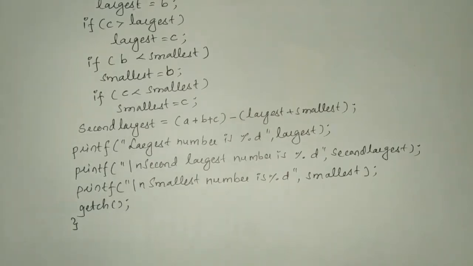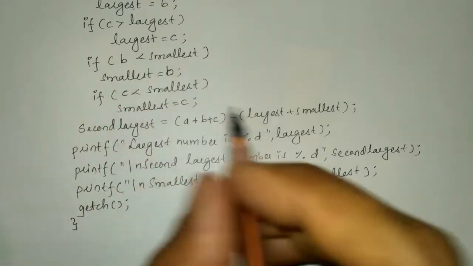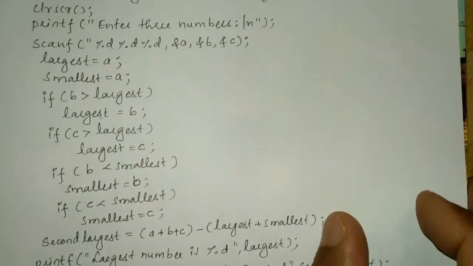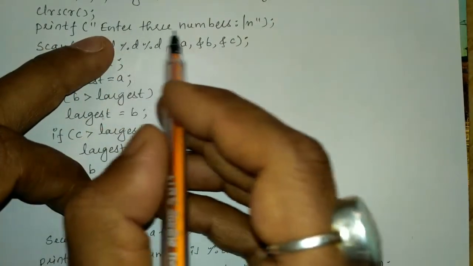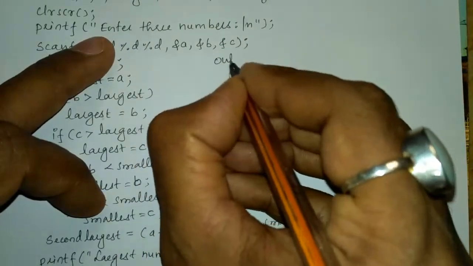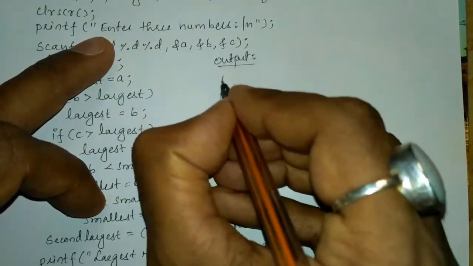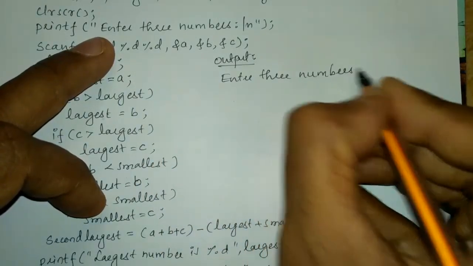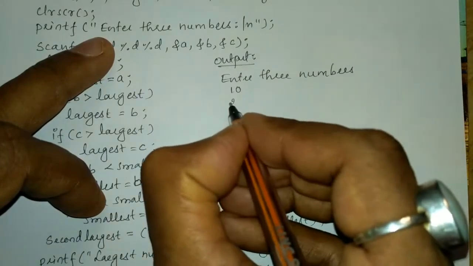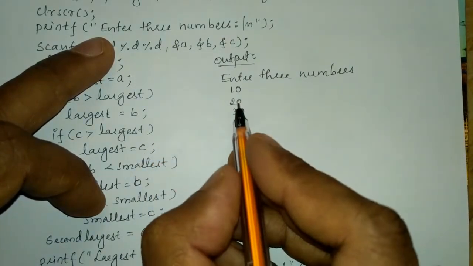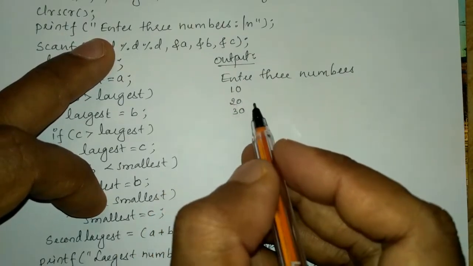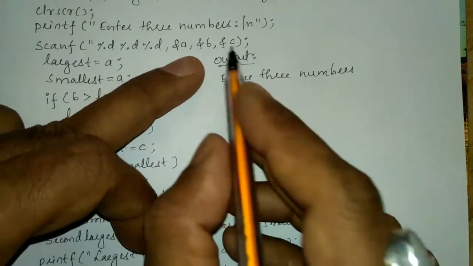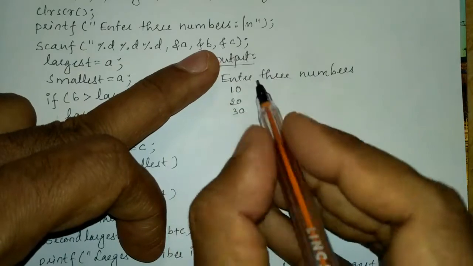Now let us take an example so that we can understand how exactly the logic is working. When we compile and run this program, it will ask the user to enter three numbers. So I'll write output over here. It will ask enter three numbers. So I'm going to write them in a sequence. You can change this sequence and you can check out all the conditions. Here I've taken 10, 20, 30. So 10 is equated in A, 20 is equated in B, and 30 is equated in C variable.